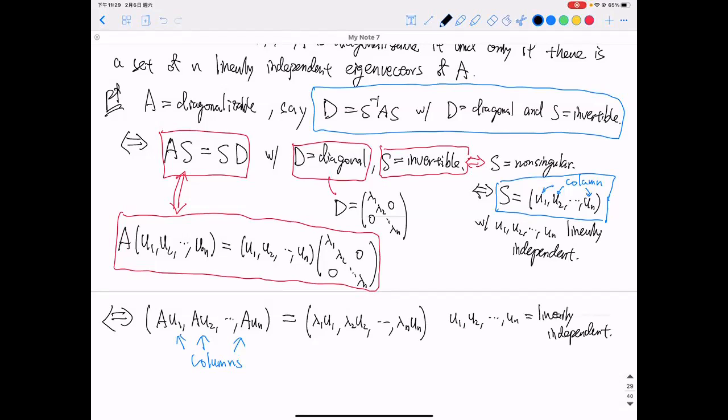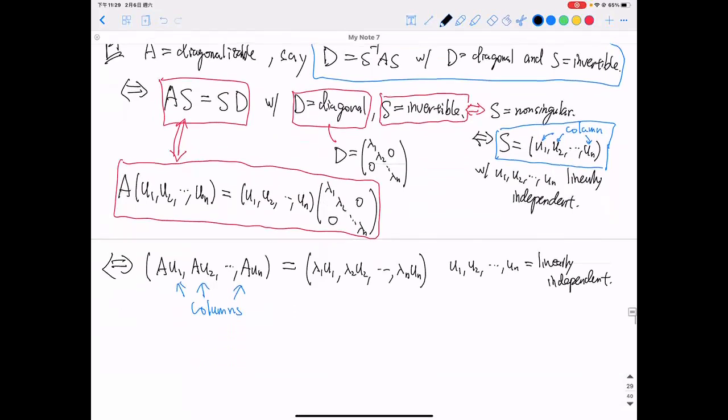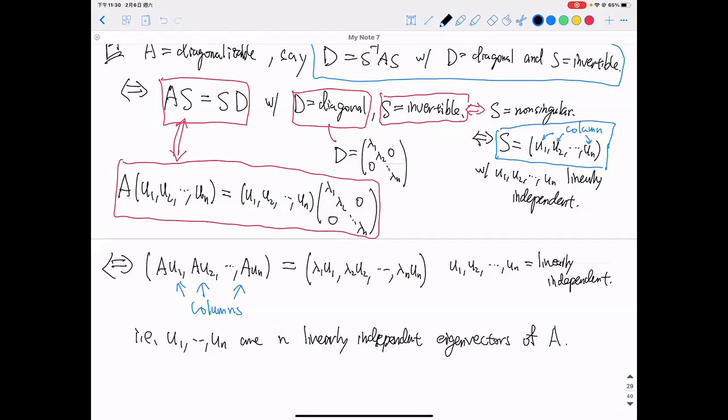Okay, but this is exactly saying that each of the u's is an eigenvector, i.e. u1 through un are n linearly independent eigenvectors of A. Okay, so that's as simple as that, right?